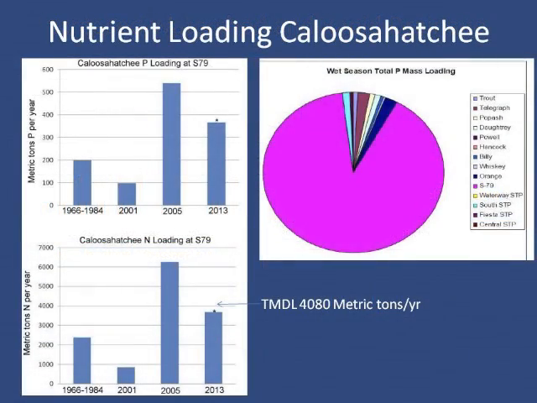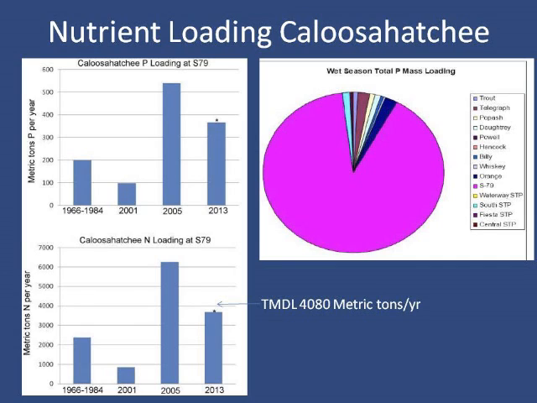In the case of 2013, these are nutrient loads on the left, phosphorus on the top, nitrogen on the bottom. In 2013, we had not quite the level of nutrient loading that would meet the TMDL, that's 4,080 metric tons per year. But it was a very high flow year, very high loading year, so it makes it look like that level was set too high. It's much higher than the average of 1996 to 2004 nutrient loads.